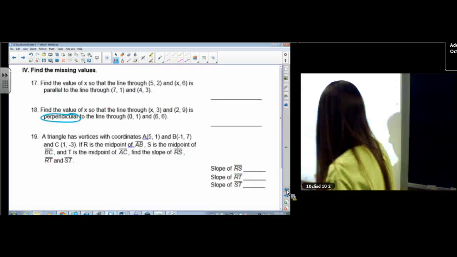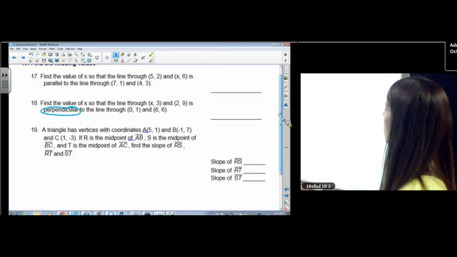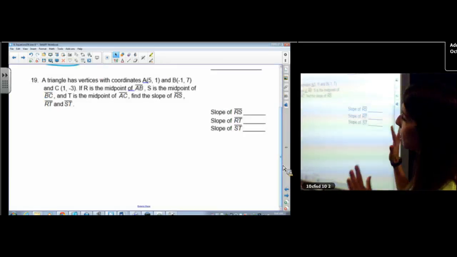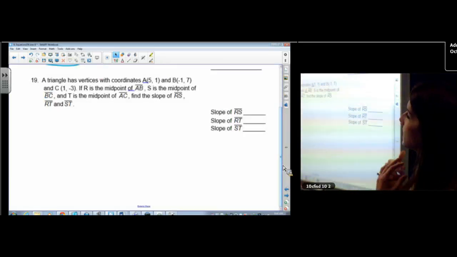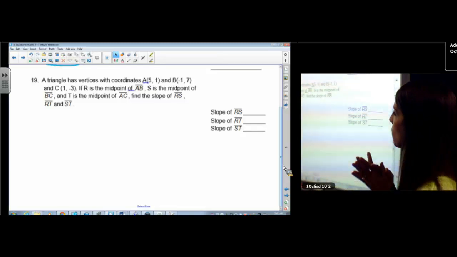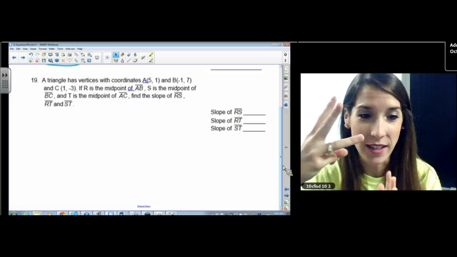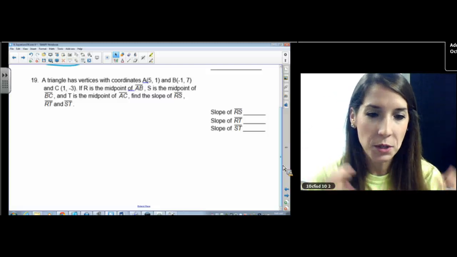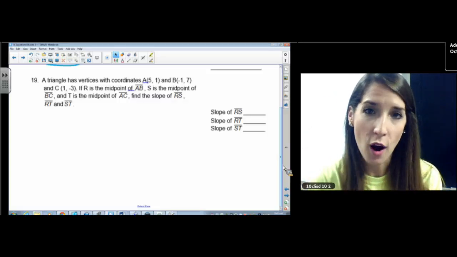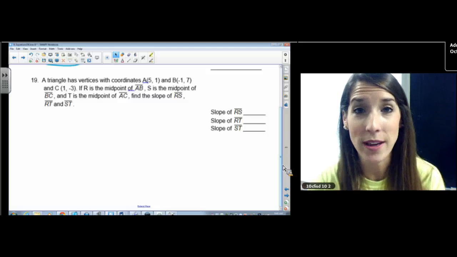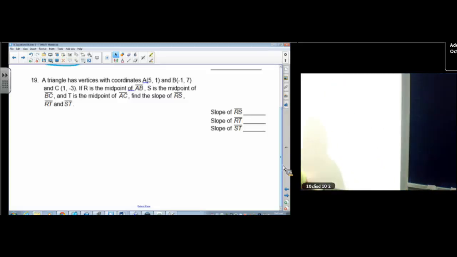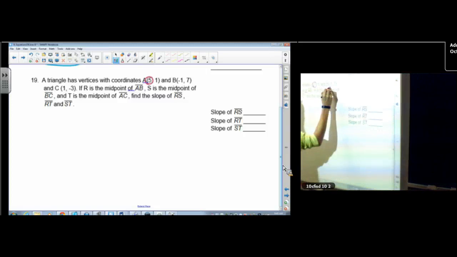Last one. A triangle has vertices with those coordinates. R is the midpoint of AB, S is the midpoint of BC, and T is the midpoint of AC. Find the slope of those lines. So guess what you're going to do first? You're going to find 3 midpoints. First we're going to find the midpoint of AB and we're going to call it R. So this is really good practice with midpoint. I'll circle all my X's and underline all my Y's.